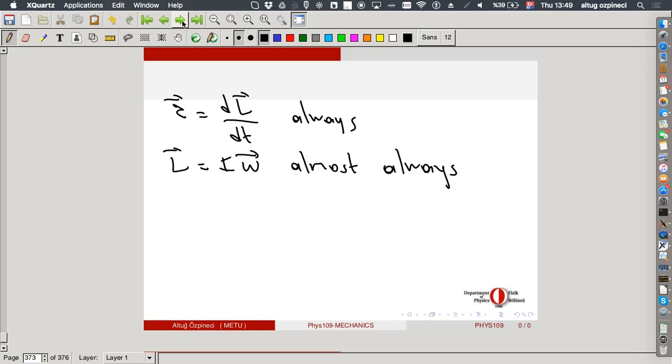We have this rod. If it rotates like this, in that case, its angular momentum is not in the same direction. This equation tells us that the angular momentum and the angular velocity vector are in the same direction. They don't have to be.